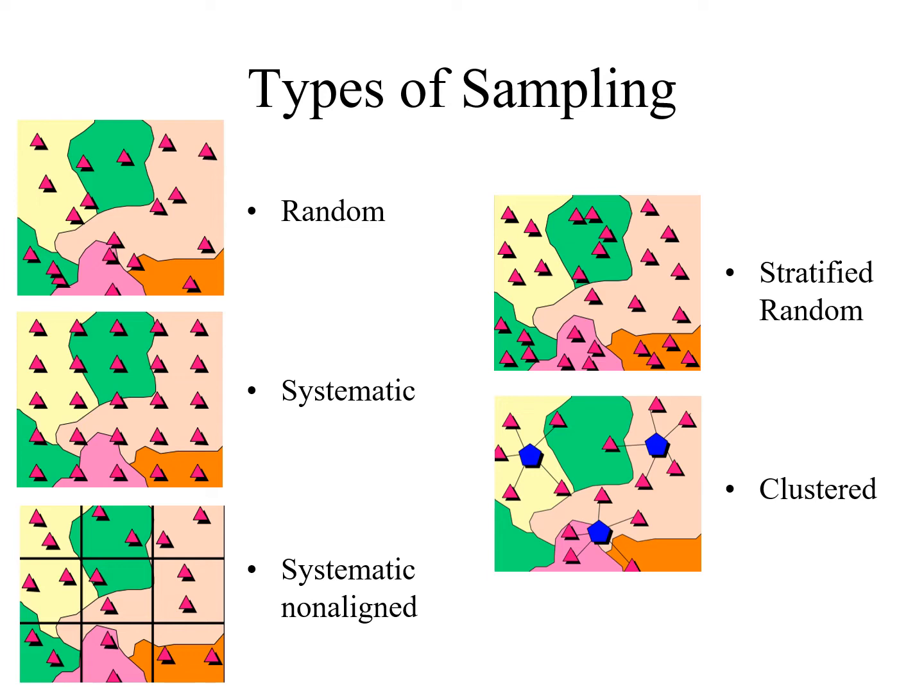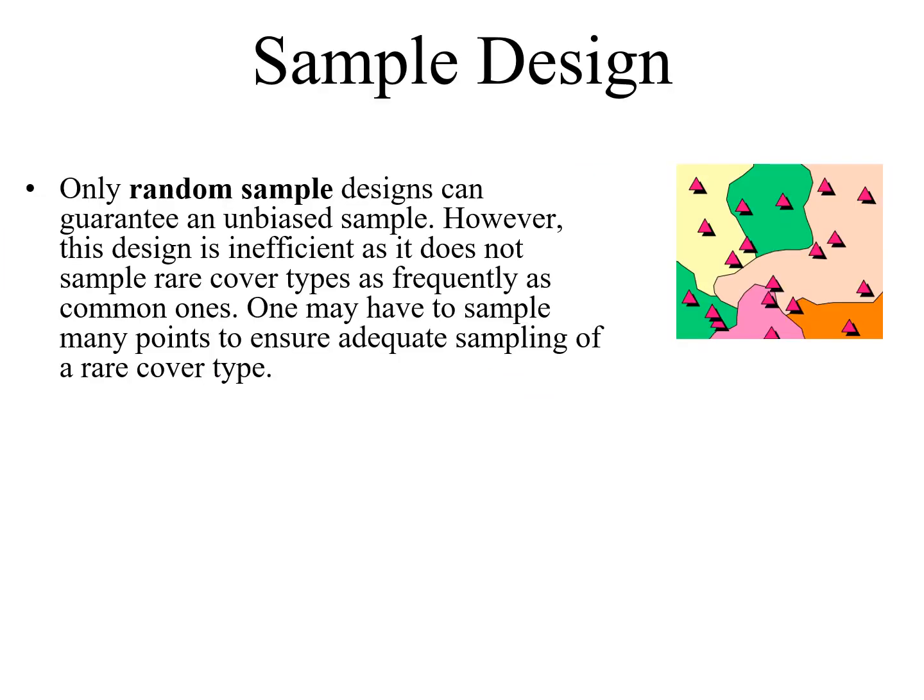I don't remember exactly where I was, but here's a graphic of the different kinds of sampling that you can use. So only random sampling designs can guarantee an unbiased sample. So random sample design, you would simply use a random number generator and use it to pick positions within your study area. You can just do this in Excel. And it's the only one that guarantees an unbiased sample.